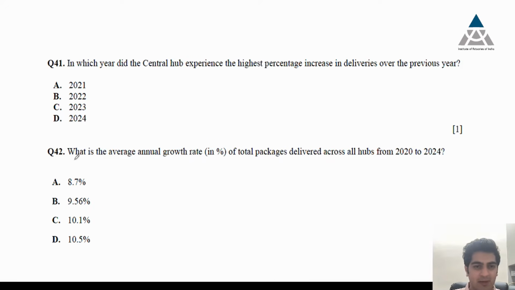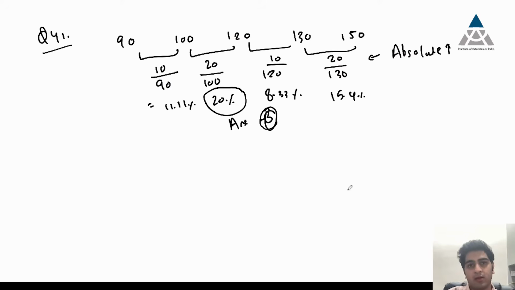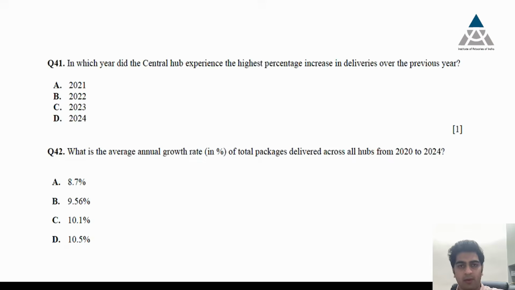So with that, we move to the next question, which is, what is the average annual growth rate in percentage of total packages delivered across all hubs from 2020 to 2024? Okay, so in 2020 I delivered X number of packages. In 2024 I delivered Y number of packages. What was the annualized average growth? So how do we find that? Let's see. So we have question 42. First, we need to obviously know the total number of packages delivered in 2020 and then the total number of packages delivered in 2024. So that's going to be the more important thing.